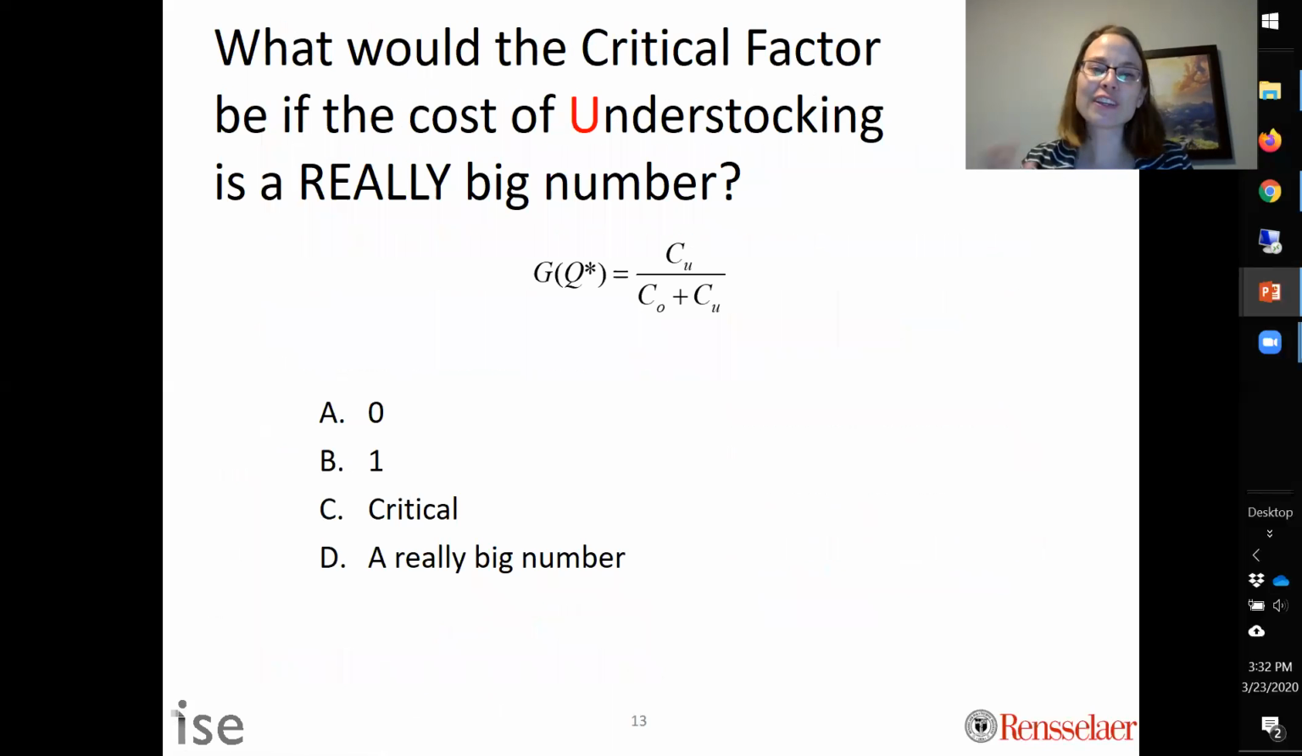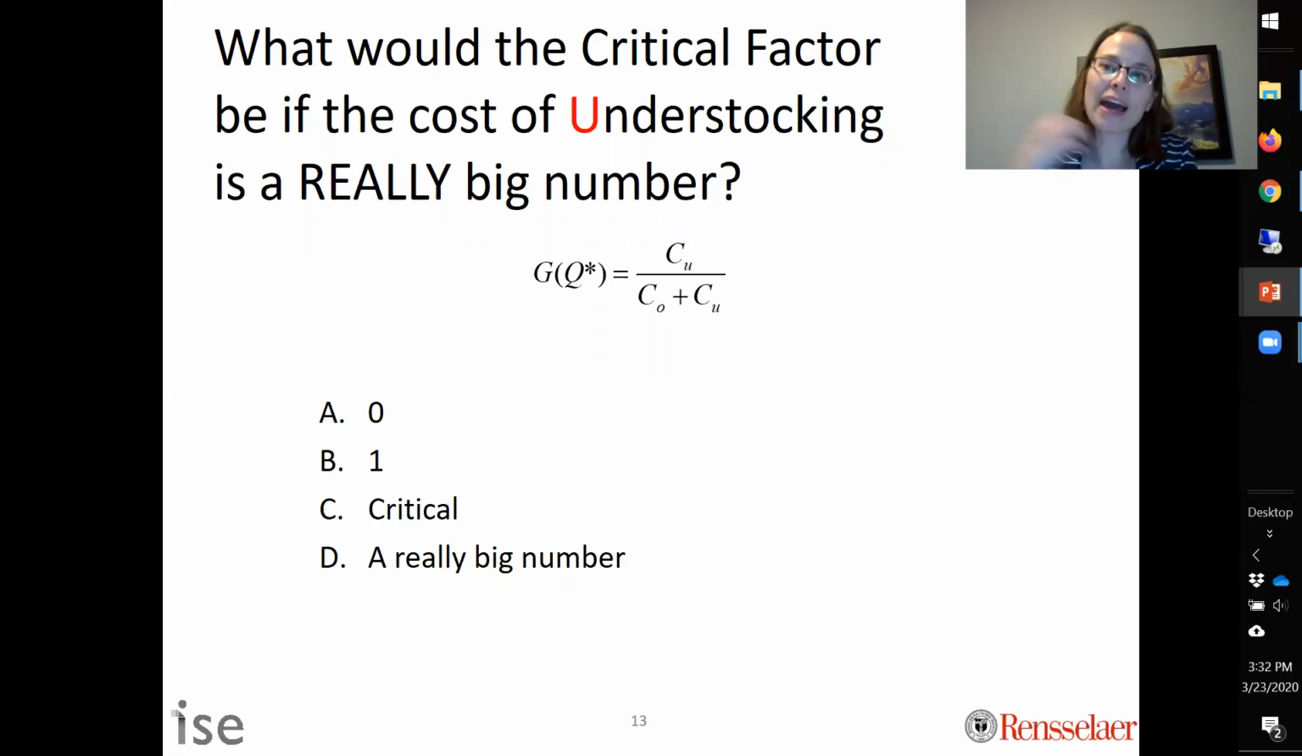All right, to give you some background and check your understanding, my knowledge question to you would be: what would the critical factor be if the cost of understocking is a really big number? So if CU is really, really large, if I didn't have enough inventory and that cost me a lot, what would happen to our critical factor? If you need some time to pause, please do so.